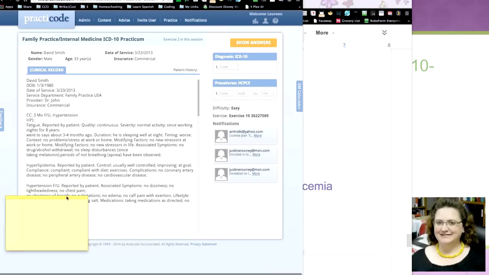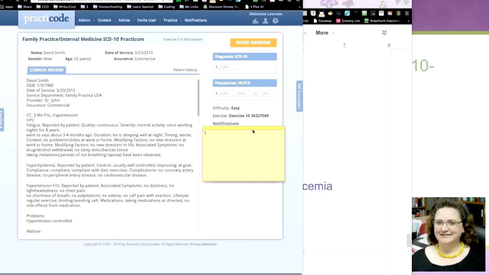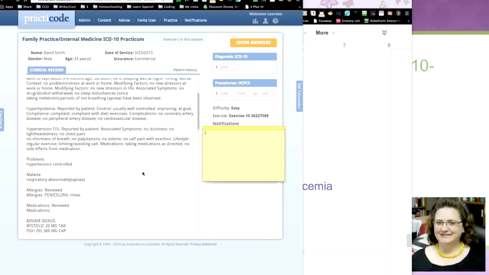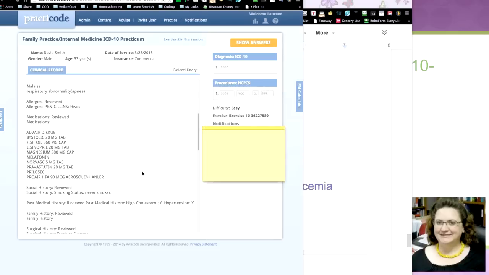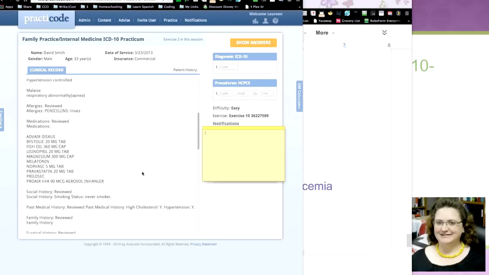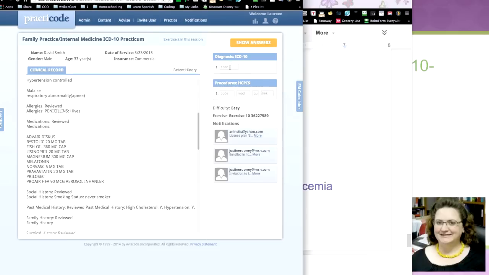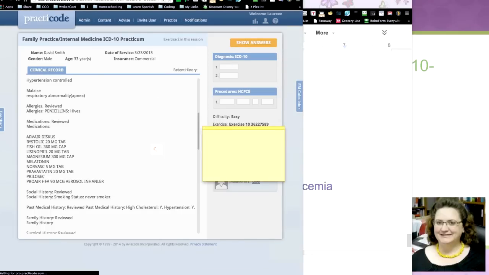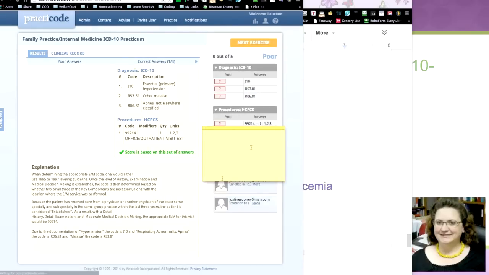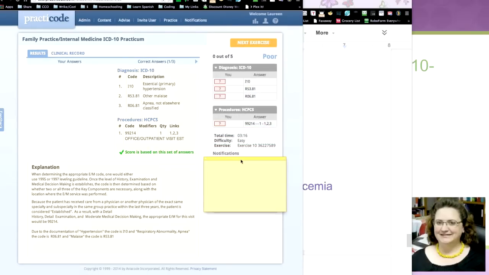So there's your case, and you can scroll down and look at all of your information. And then what you can do is see the first diagnosis code on the right in ICD-10. You can put that in there. I'm going to cheat Practicode and show the answers. Let's say you look at it and you struggle and you say, I just don't know where to start. Just hit show answers, and they're going to give you the information on how to code it with the explanation.